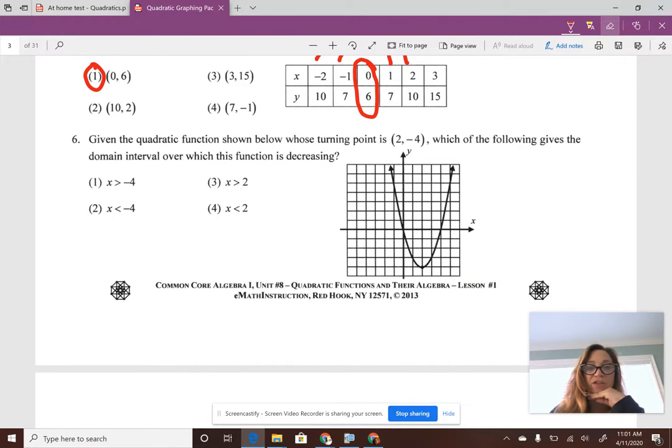Given the quadratic function below, whose turning point is 2, negative 4, so I'm going to mark that. Which of the following gives the domain interval over which this function is decreasing? Okay, so it decreases from negative infinity until it hits 2. So we would say that the x's are less than 2 when it's decreasing. Okay?